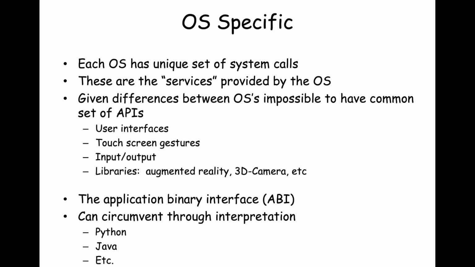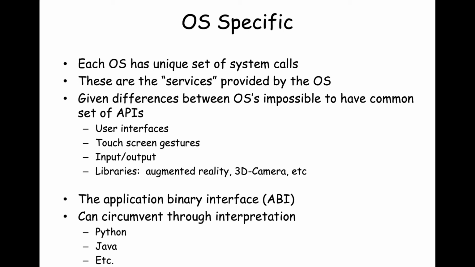OS specifics. Every operating system has a unique set of system calls. And so when you choose a platform for some system you're building, part of that application choice is the underlying system and operating system and hardware on which it's going to run. And these are essentially the services that are provided to the application by the operating system. And so because you have so many differences between operating systems, and there are many such differences, it's impossible to offer a single set of common application program interfaces.